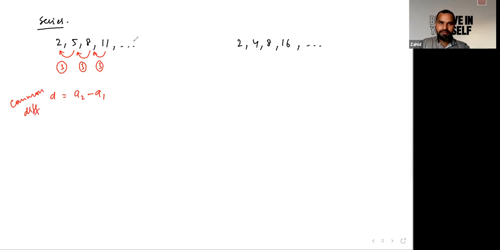So if a sequence of numbers is arranged on the basis of a common difference, meaning the same term is added to each part or subtracted from each part, this sequence is called AP, or arithmetic progression. But in the second part, if you take the difference of any two consecutive numbers, 4 minus 2 gives you 2, but 8 minus 4 is 4, and 16 minus 8 is 8. The common difference between any two pair is not constant. So we can say this is not in AP. Is it clear?